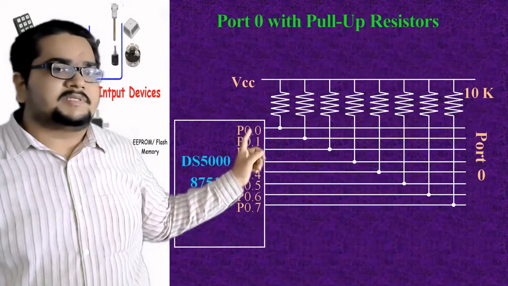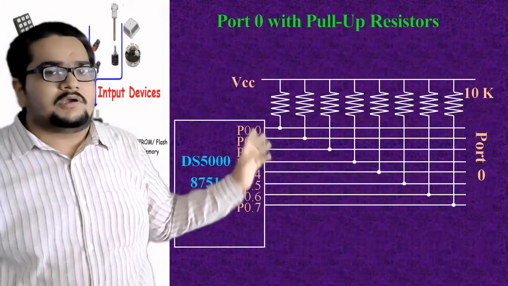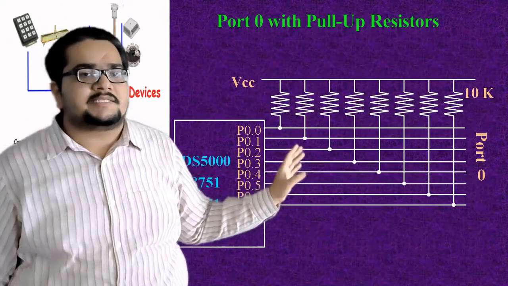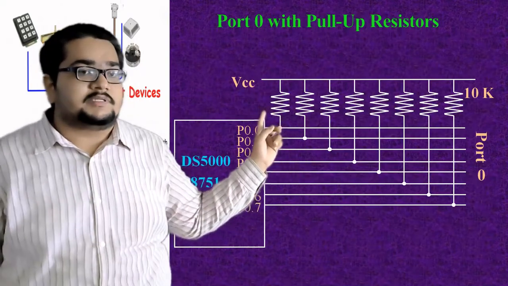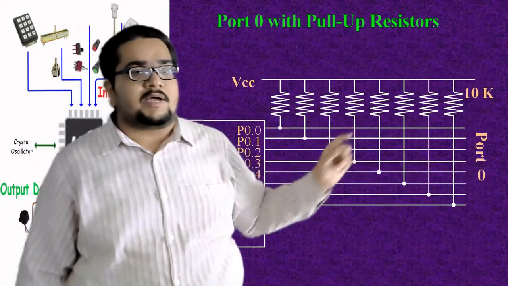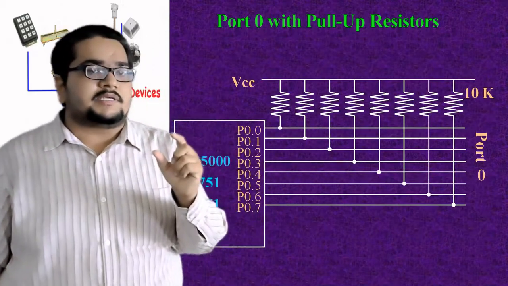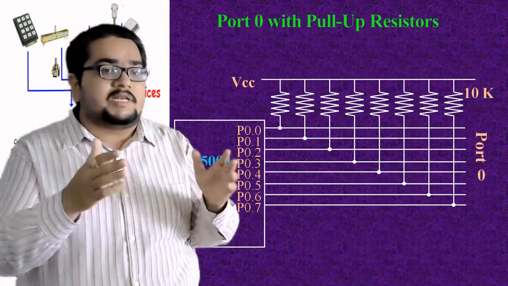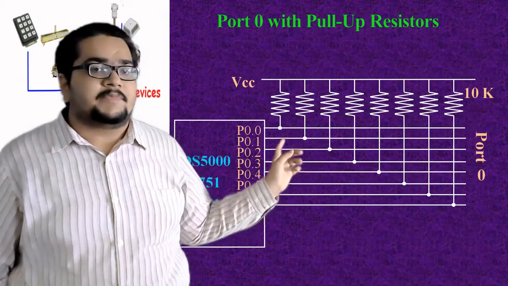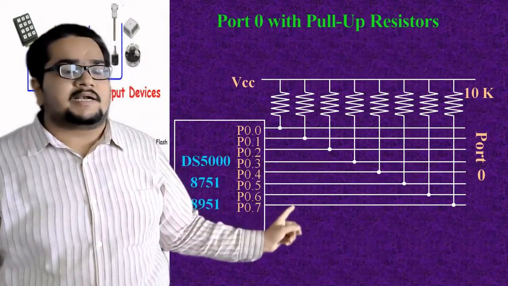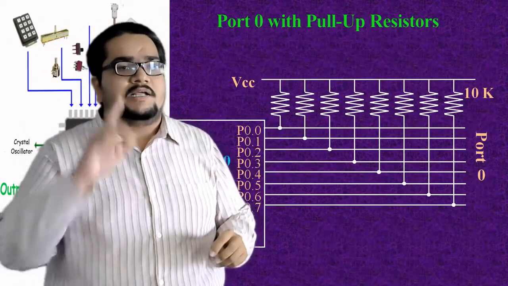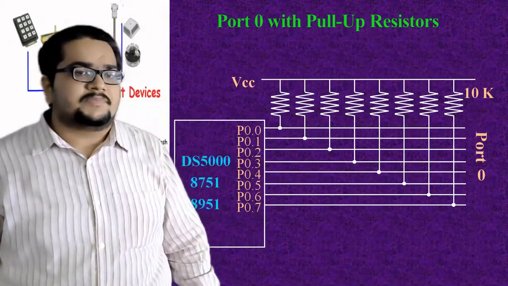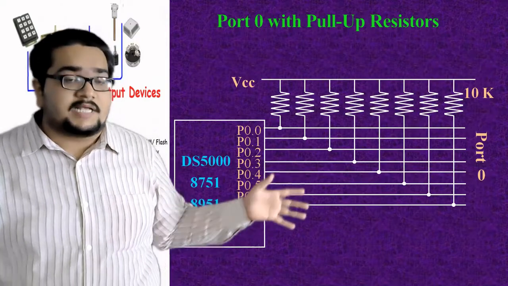So port 0, pins 0 to 7, when we want to use them together as an input output port, this particular set of resistors will come, which we call a resistor array. Many parallel resistors will be there. Each one has one end connected to the port pin, and the other ends are all shorted together and connected to VCC. Okay, this is a hardware connection.